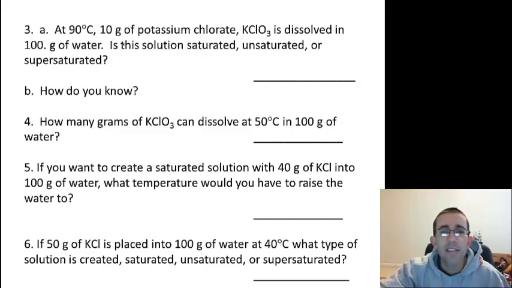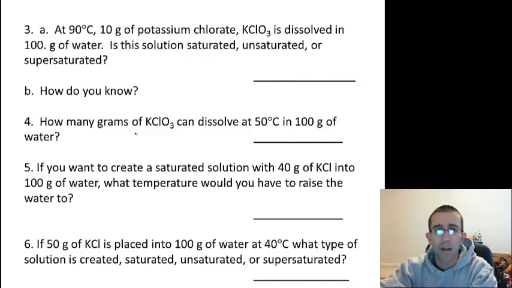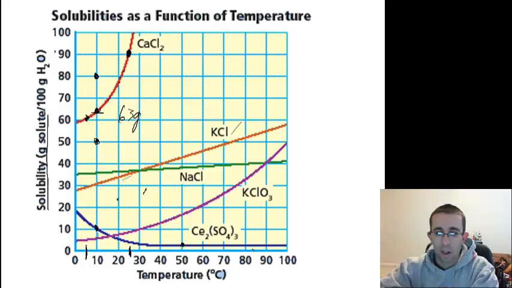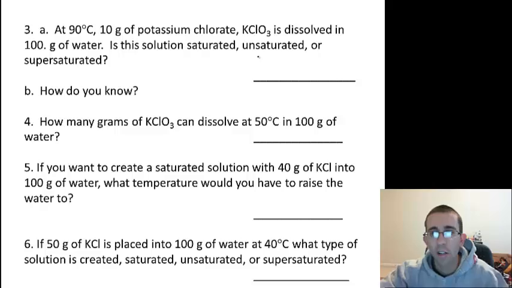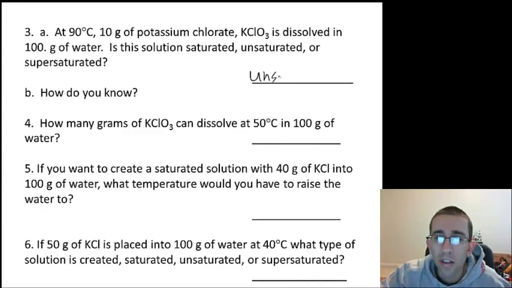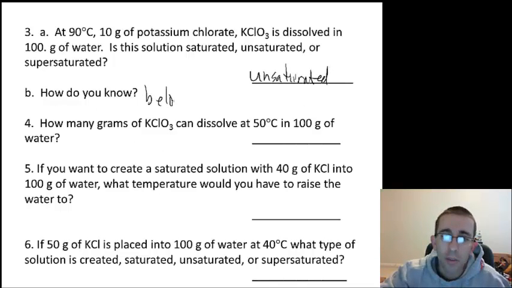All right, at 90 degrees Celsius, 10 grams of potassium chloride is dissolved in 100 grams of water. Is this saturated, unsaturated, or supersaturated? Let's go back to our graph. 90 degrees, here's 90, and here's 10. So I'm going to put a point there at 90 and 10. For potassium chloride, so this purple line is potassium chloride. You see it falls way below the line, and hopefully remember, if not, I'll tell you right now, if it falls below the line, it's unsaturated. How do I know? Because it falls below the line for solubility.